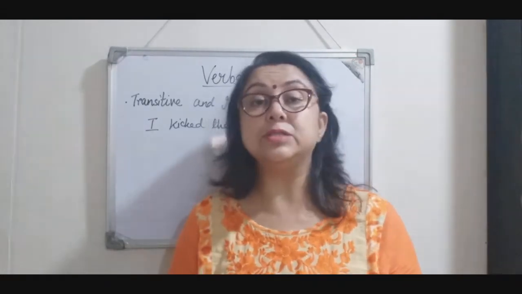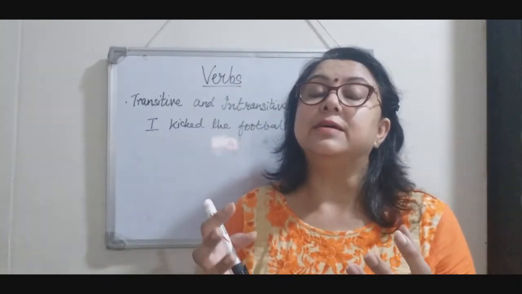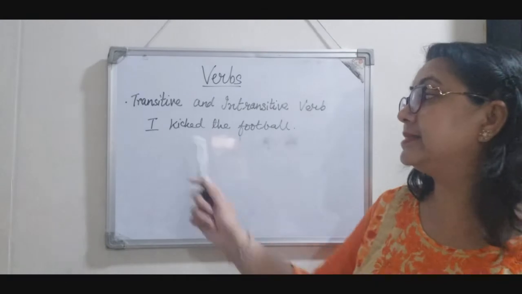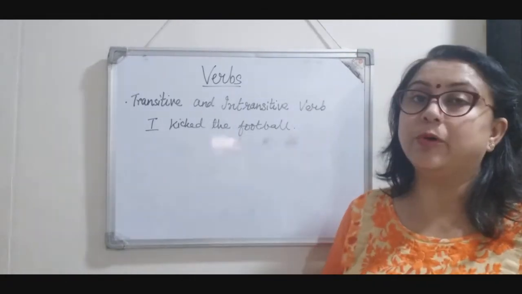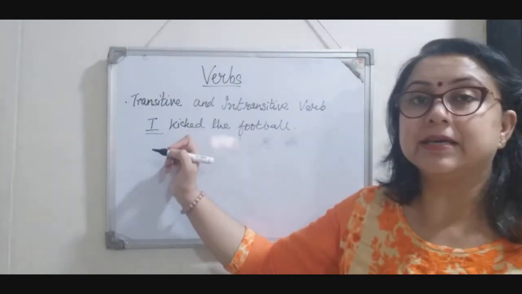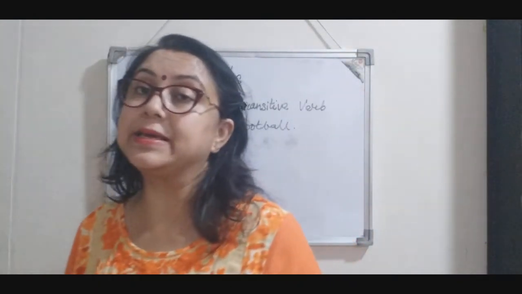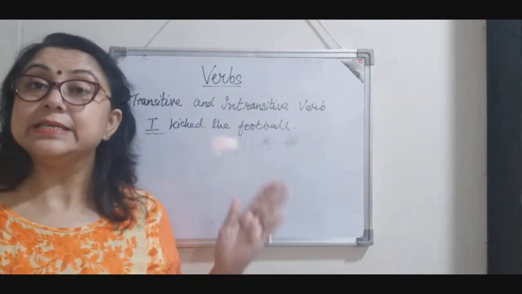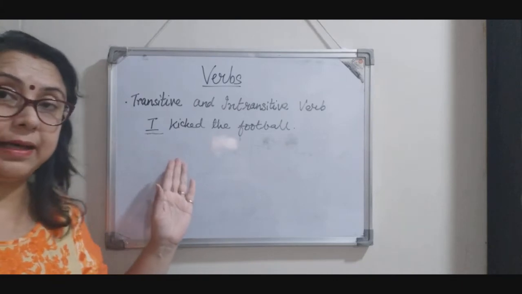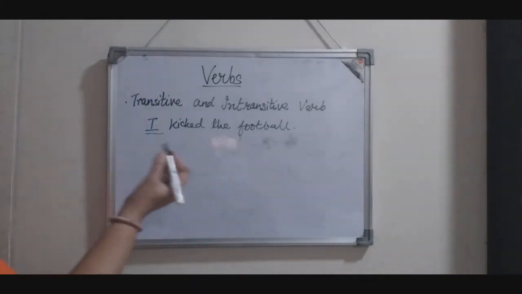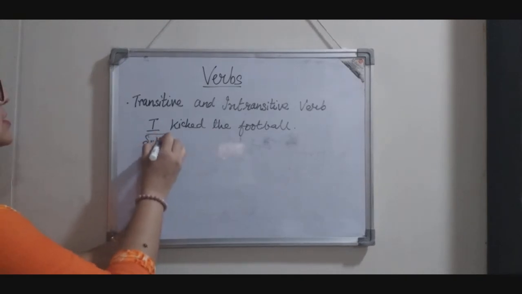In other words, we can say subject is the one who is performing the action, the doer of the action. So here in this sentence, I kicked the football. I is the subject, right? Why is I the subject? Because the action is being done by I. So I is the doer of the action. So that's the subject.